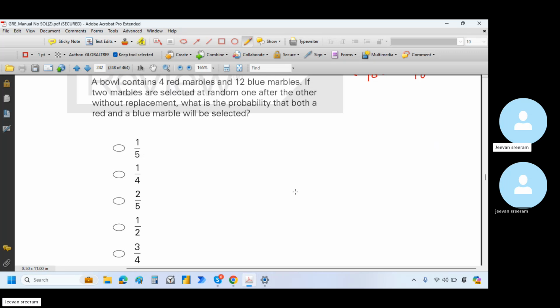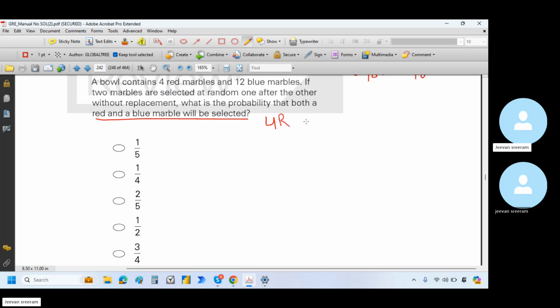A bowl contains 4 red marbles and 12 blue marbles. If 2 marbles are selected at random, one after the other without replacement, what's the probability that both a red and a blue marble will be selected? Okay, there is no order: whether the red marble must be selected first or the blue marble first. So let's see.